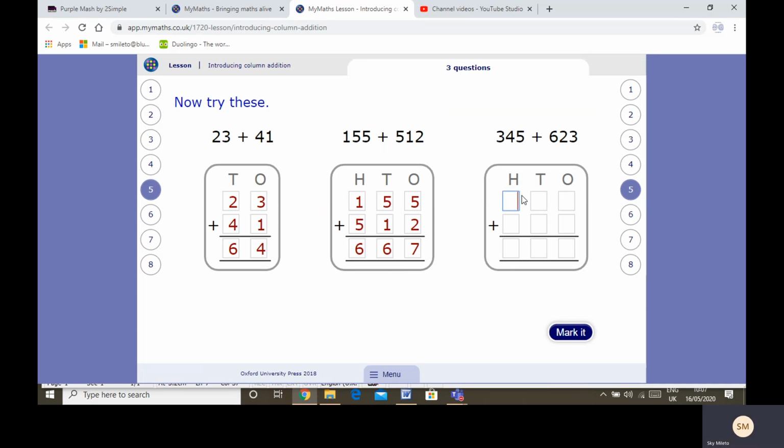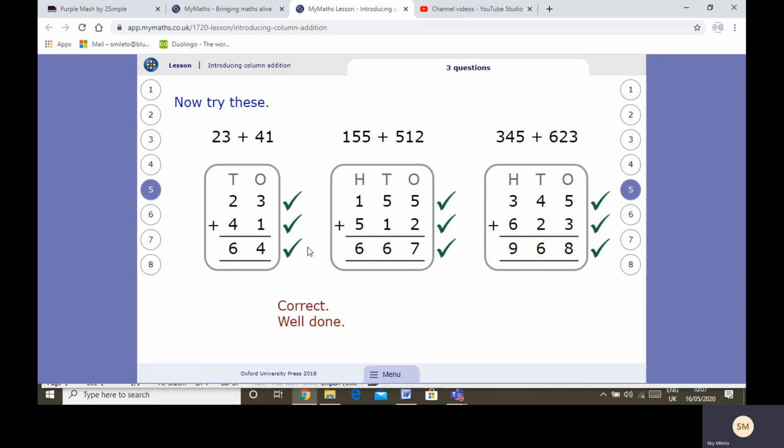Final one. I've got 300s, I've got 4 tens, I've got 5 ones. I've got 600s, I've got 2 tens, I've got 3 ones. 5 plus 3: 5, 6, 7, 8. 4 plus 2, 6. That number represents a 60, remember? It's in the tens column. 6 plus 3, 9. So I've got 900s, 968.